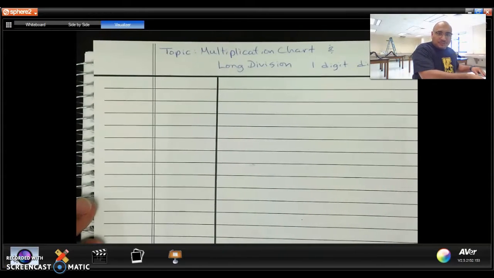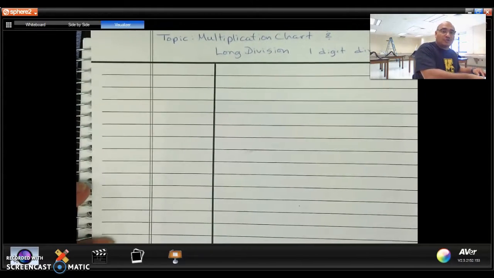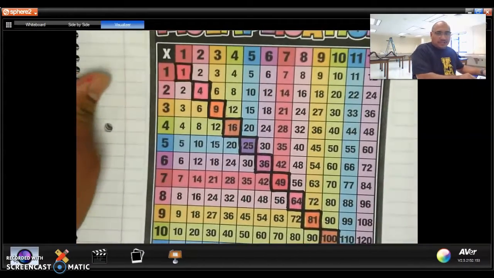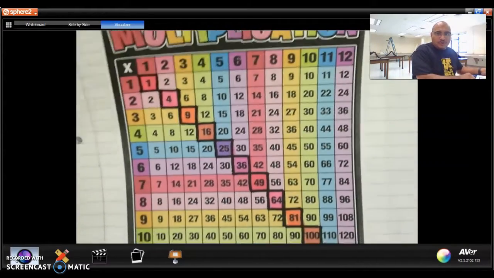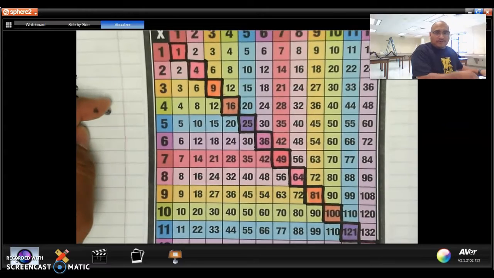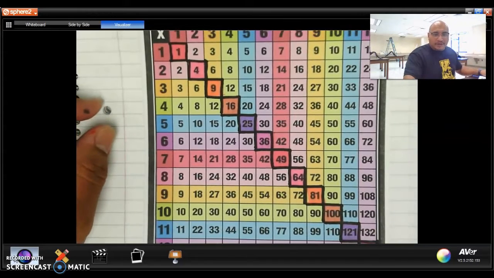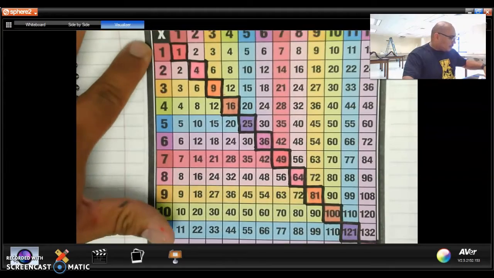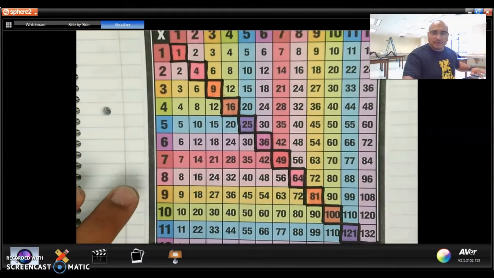For the multiplication part, I asked for you guys to, inside of your journal, go ahead and put the multiplication chart in there, numbers 1 through 12. I preferred for you guys to write this down. And for the basic multiplication, these are our factors from 1 through 12, okay?